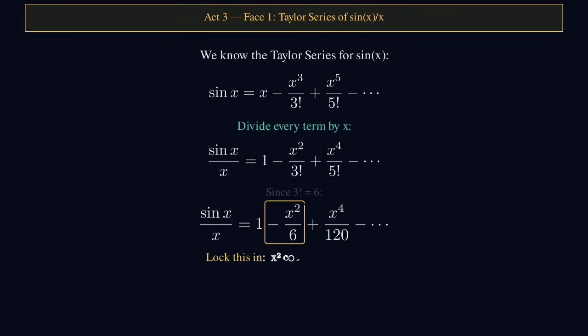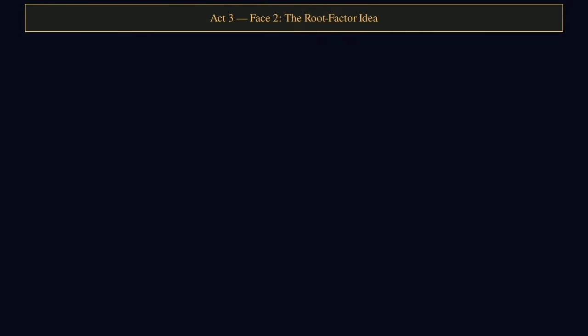Now lock in that x squared coefficient. It's negative 1/6. Write it down. We're going to need it. Phase 2. And this is where Euler made his audacious leap.